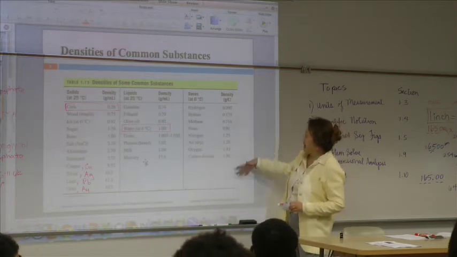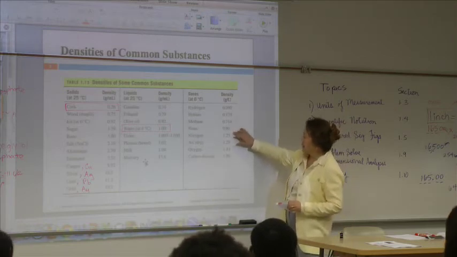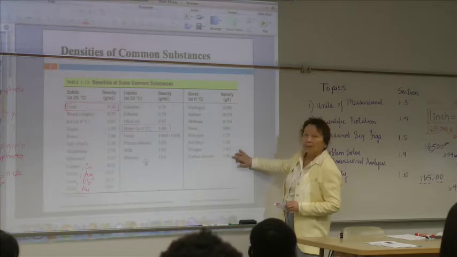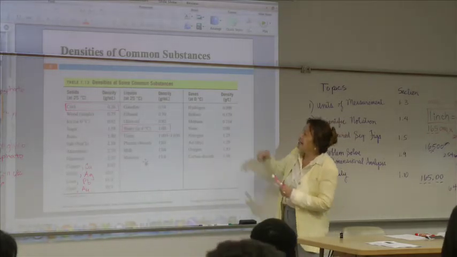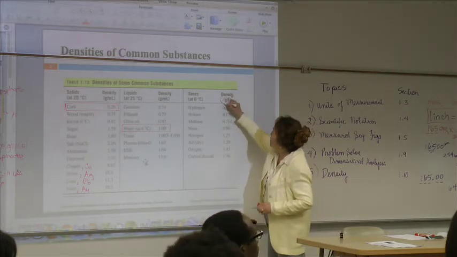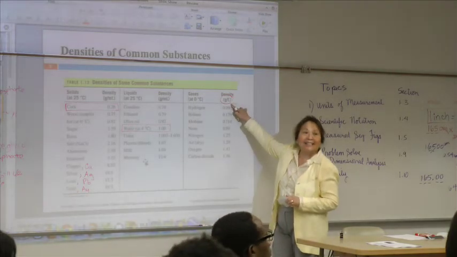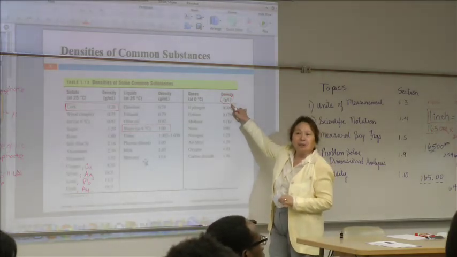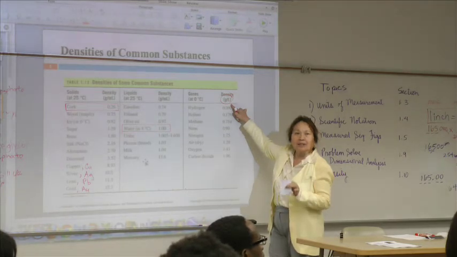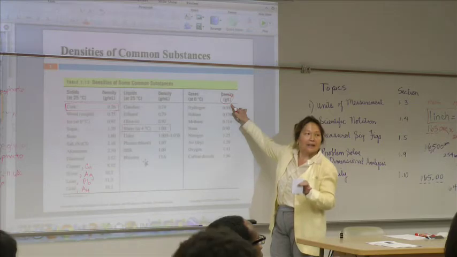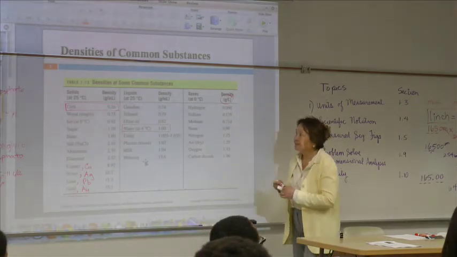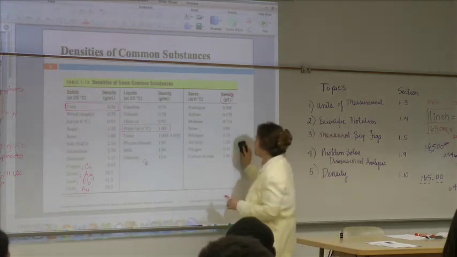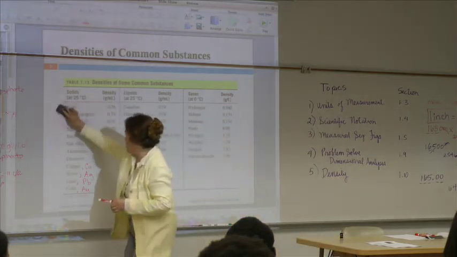So you notice the gases, with the exception of nitrogen, air, oxygen, carbon dioxide, right? Look at their densities now. The gases' densities are in grams per liter. We'll be studying gases intensively in chapter 5. What chapter is that? I think 5, right? Gases are in chapter 5. Okay, so let's move on.